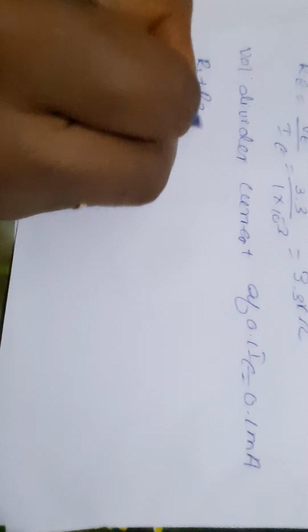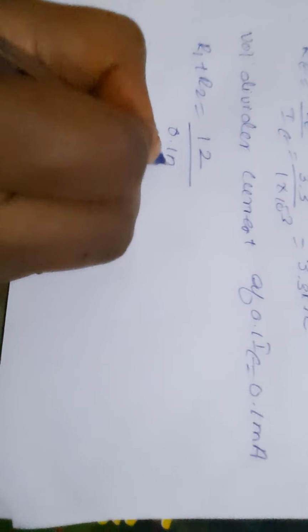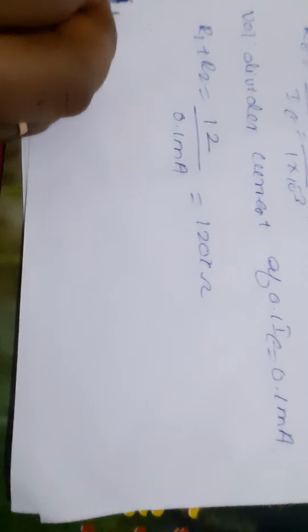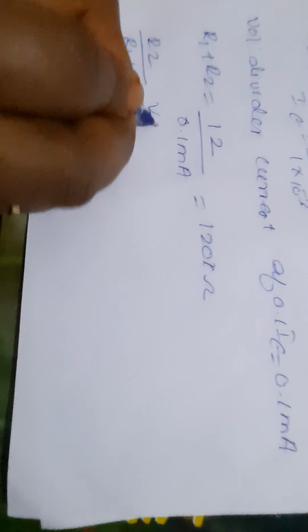Neglecting the base current, we find R1 plus R2 as 12 divided by 0.1 milliamps, which equals 120 kilo ohm, and R2 divided by R1 plus R2 into VCC as 4 volt. Thus R2 becomes 40 kilo ohm and R1 becomes 80 kilo ohm.